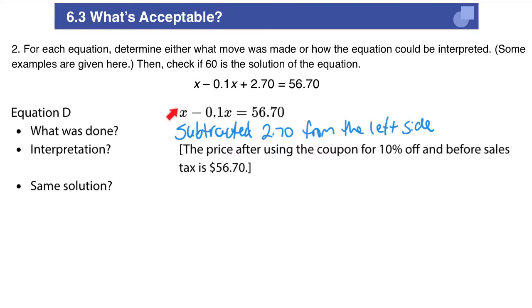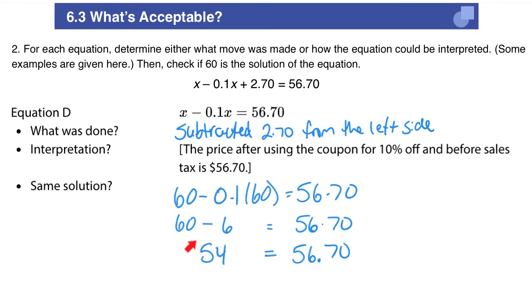Here we can see that in this equation, we subtracted 270 from just the left-hand side, not from the right-hand side. So this means that we're given the price after using the coupon for 10% off and before sales tax is $56.70. So they're not including sales tax in here. When I plug in 60 to see if this has the same solution, I end up with 54 equals 56.70. Those two things are not equal, so this equation does not have the same solution. And that's because we only subtracted 270 from the left side. We didn't do it to both sides.